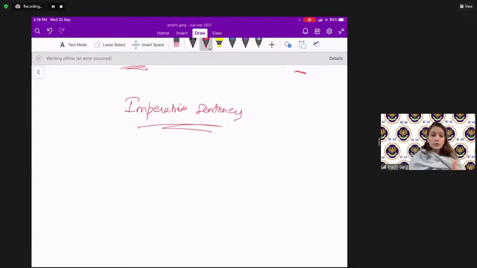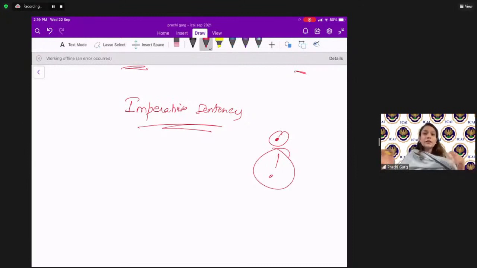Close the window, right? That's an order. Get your hands up, again, that's an order. Now, what needs to be noticed is that in imperative sentences, you can use a full stop at the end and you can also use a question mark at the end, depending on the mood.